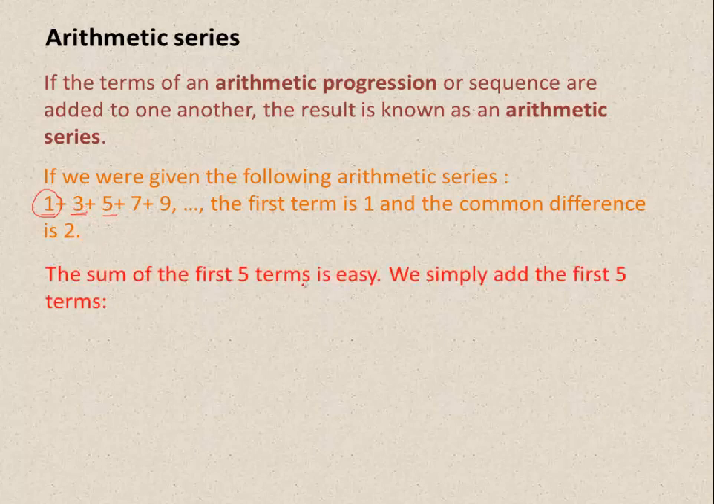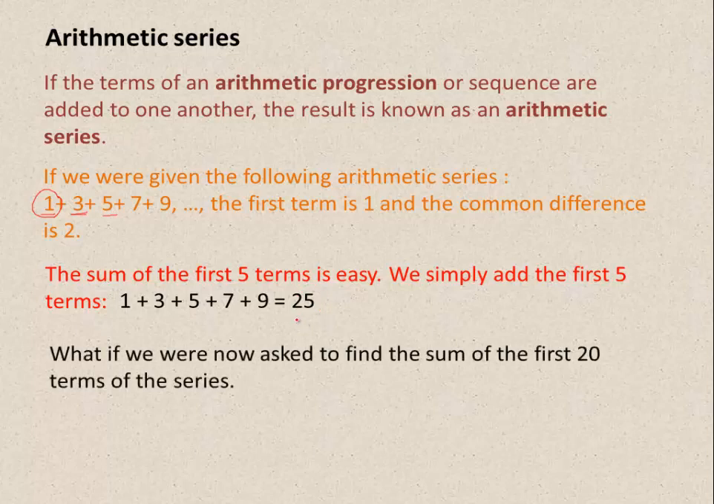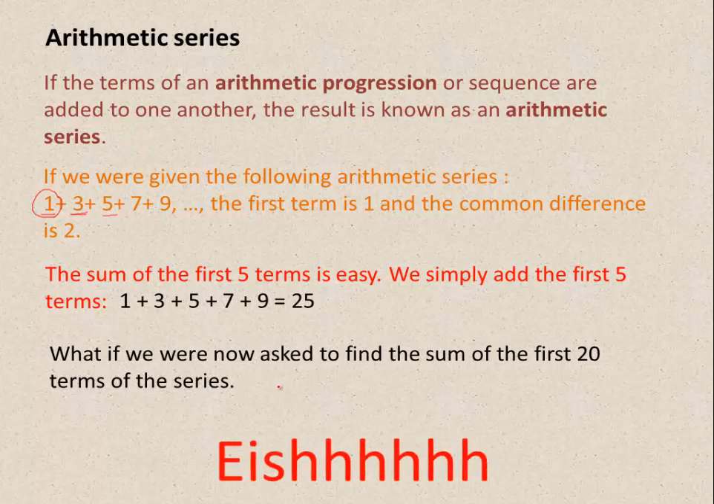The sum of the first 5 terms is easy. We simply add the first 5 terms, which is 1 plus 3 plus 5 plus 7 plus 9. And that gives you a total of 25. Now you might be asking, so what is the hassle in this type of problem? Well, the problem comes in here. What if we were now asked to find the sum of the first 20 terms of the series? Now, it is no longer as easy because 20 terms will go on and on and on until you cover the sum of the first 20 terms. Now again, there must be something that could be done about this. There must be an easier way.